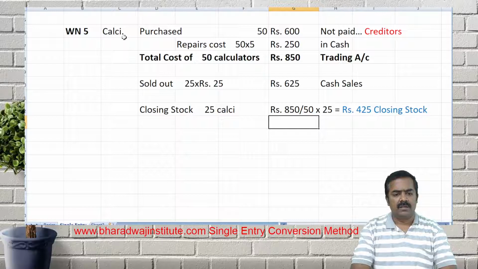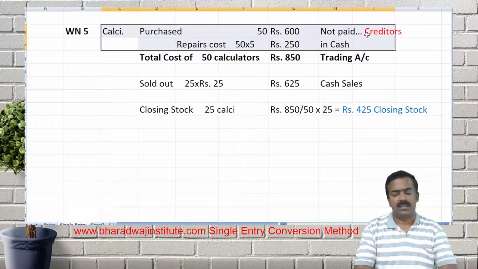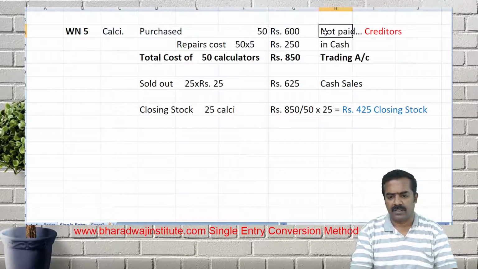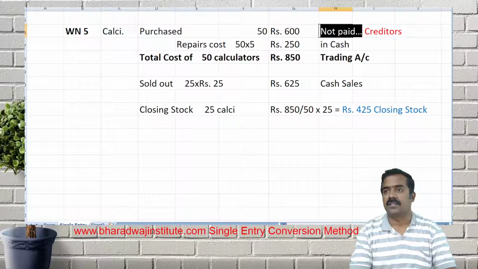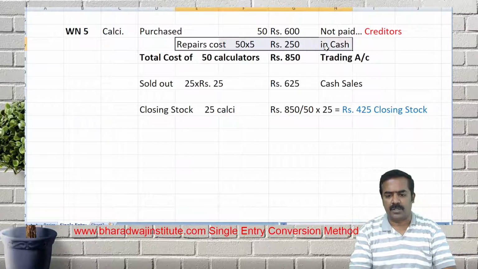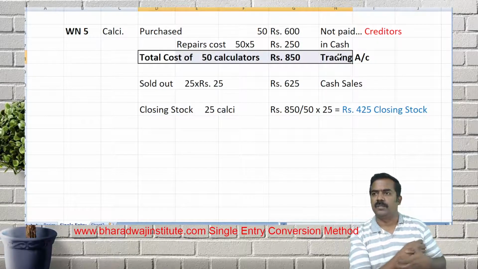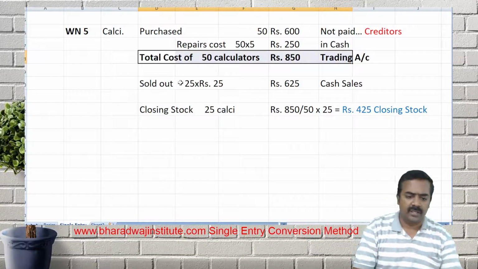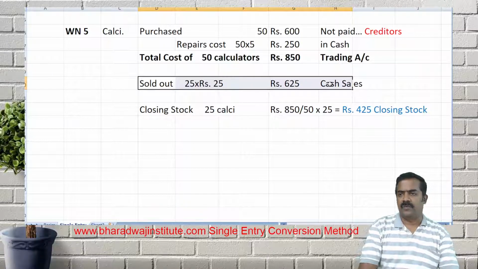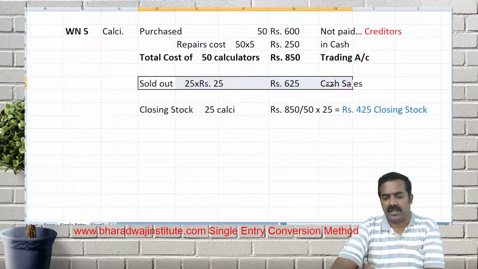Once again, 50 calculators purchased, it is not paid, it will come as which one? Creditors in the balance sheet. Repair cost you have to incur. Total cost of 50 calculators are how much? 850, that will come in which account? Trading account. Okay. Sold out 25 into 25, it is not banked, which means it is kept in cash.